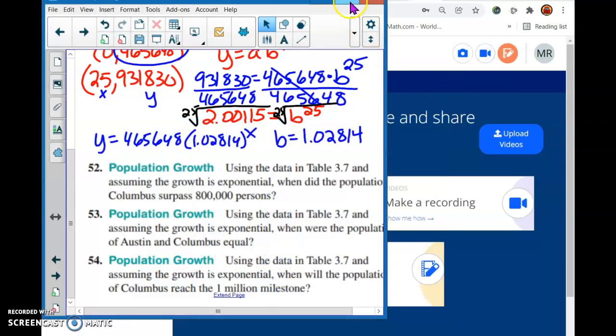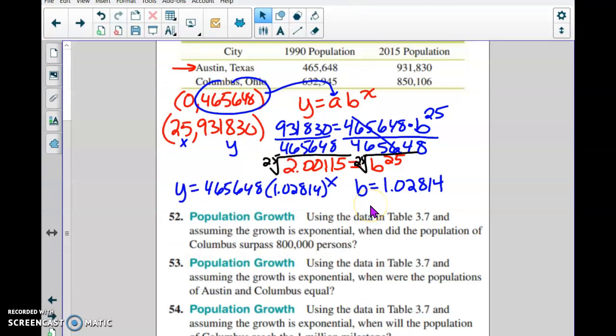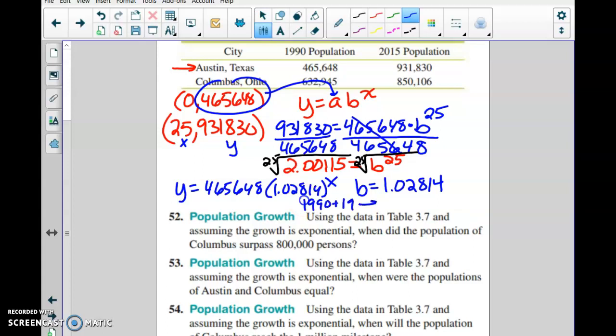So the last thing I have to ask myself is, well, what is year 19? Year 19 is since 1990. So we're talking 2009 would be the answer, or 2010.